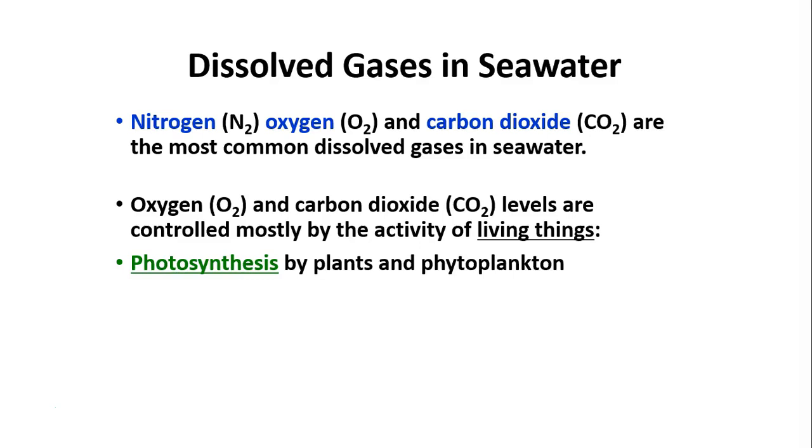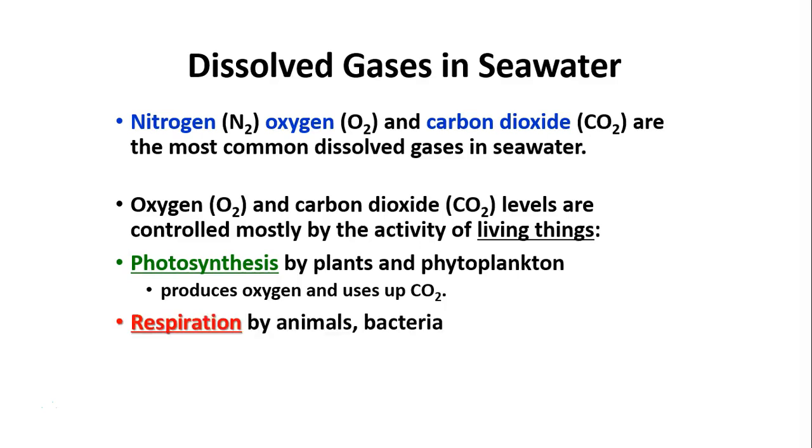But as far as living things go, photosynthesis by plants and phytoplankton produce oxygen and take up carbon dioxide. Whereas respiration by animals and bacteria actually use up the oxygen and produce carbon dioxide. Therefore, the concentration of oxygen and carbon dioxide in a particular body of water is dependent on how much photosynthesis is occurring in that water and how much respiration is occurring in that water.